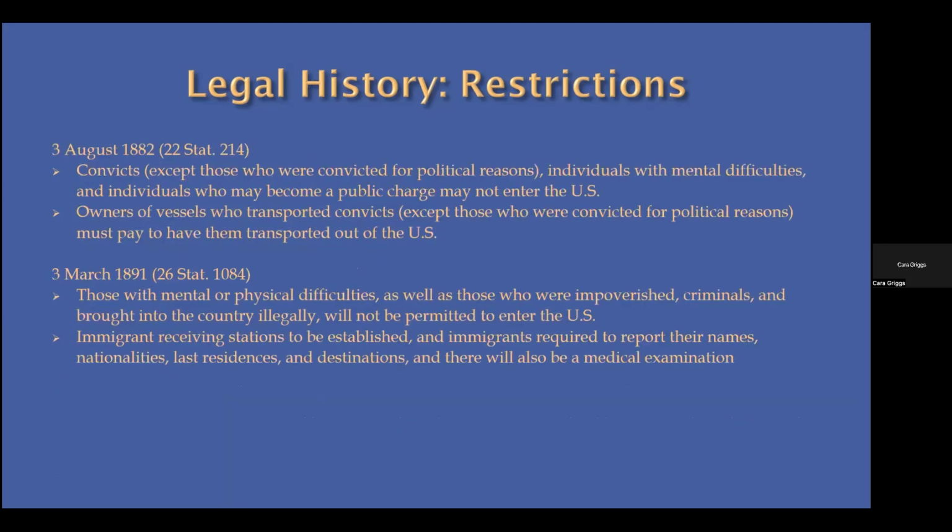Also by 1882, those who were unable to care for themselves, had mental illnesses, or would be dependent on the government for their income were excluded. In 1891, those with physical difficulties were also prohibited from coming. Immigrant receiving stations were created to assure that all who entered the United States would be here legally.